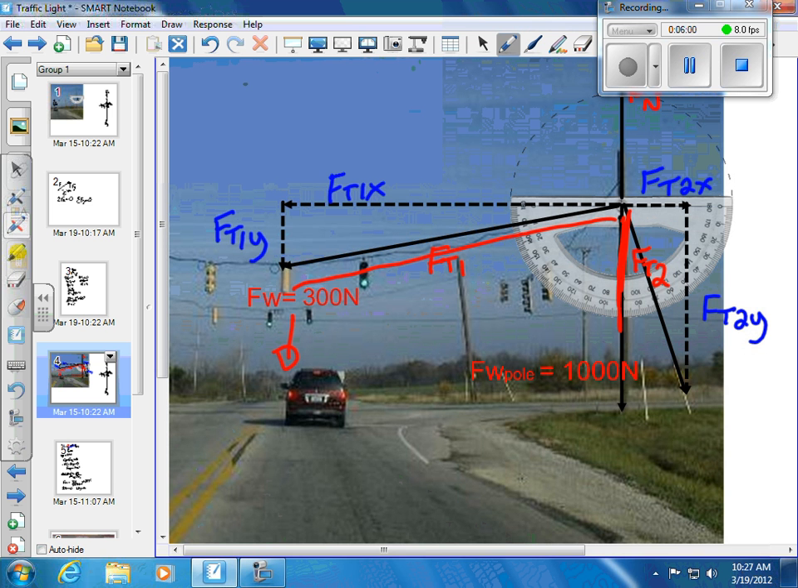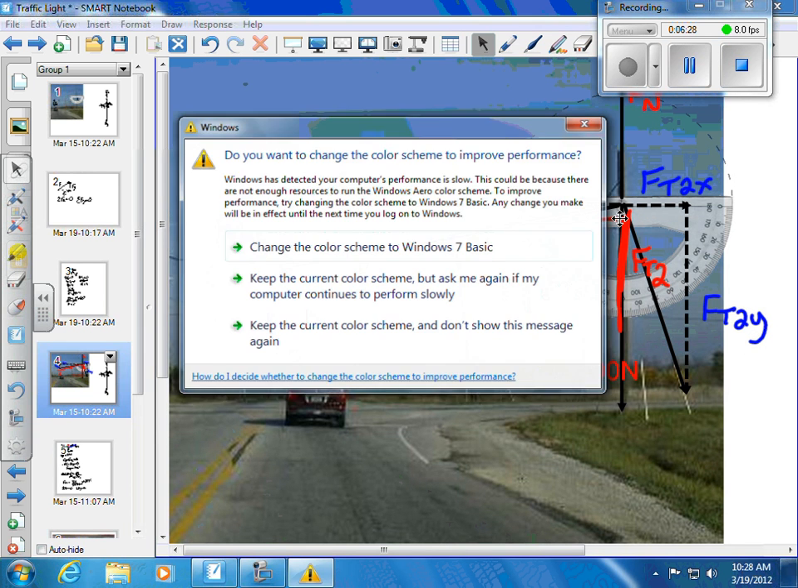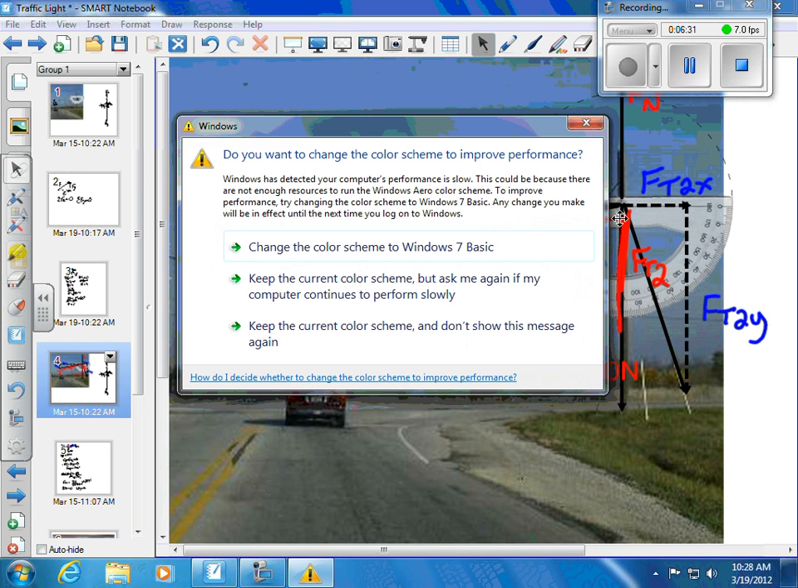Okay, let's keep going. Force weight is 300 newtons going down. Find the mass of the weight. Because there's a string on both sides, FT1Y, the tension on this wire in the Y direction, is 150 newtons, half of the weight that's being pulled down, right? There's two ropes acting on the 300 newtons, so each rope gets half of it.